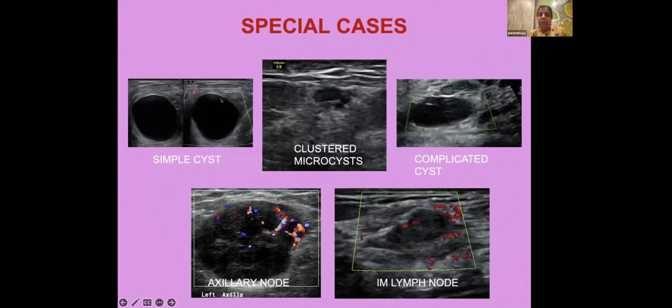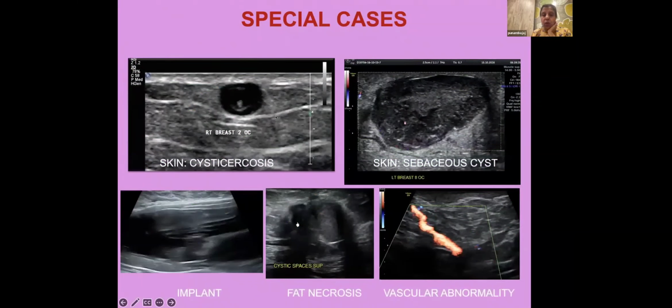A complicated cyst. A simple cyst is one where there are no echoes inside. If you see homogeneous low-level echoes within a cyst, it is said to be a complicated cyst. Axillary lymph nodes, a particularly abnormal-looking one like we see here, we saw this in the previous section about the hilar-cortical relationship, and this is very definitely abnormal, are also included in special cases, as is an intramammary lymph node, the classic oval circumscribed lesion with an echogenic center and a hilar vascular pattern.